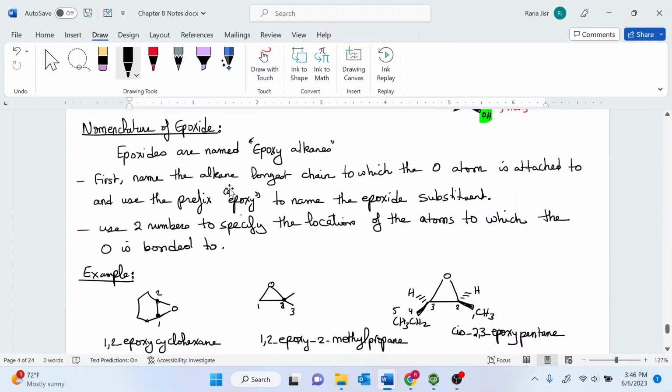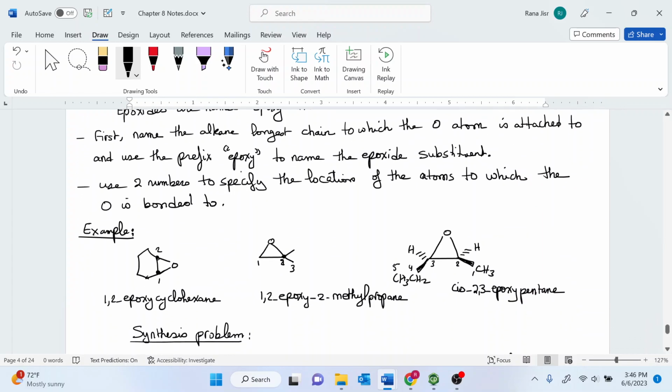To name epoxides, what you need to do is name the longest alkane chain to which the oxygen atom is attached, and then use the term epoxy to name the epoxide substituent. Something like this. So this is the epoxide here, and the epoxide is attached to these two carbons. So you name the longest alkane chain first, and the longest alkane chain is the 5 carbons in here. And then I know that my epoxide is between carbons 2 and 3.